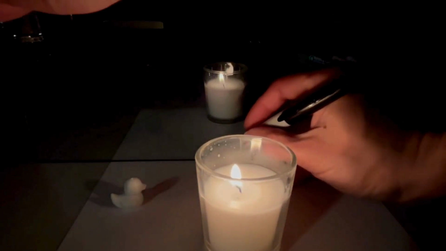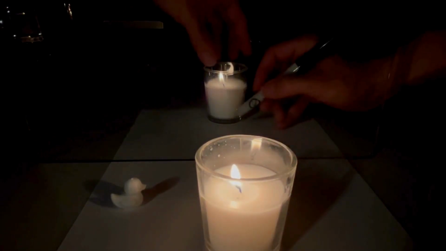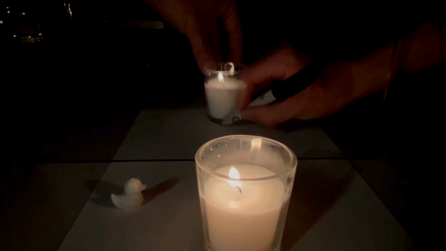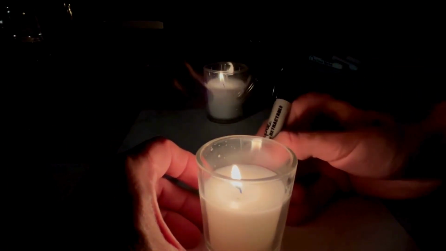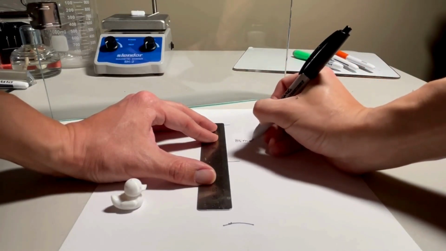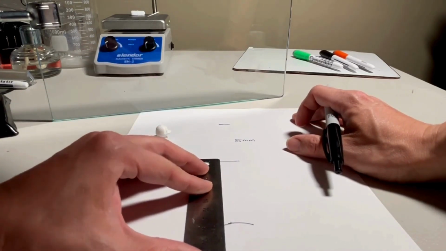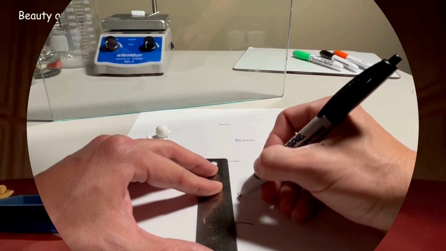Trace the outline of the glass plate onto the paper so you know the exact position of the mirror. Mark the positions of both the lit candle and the unlit candle. Use a ruler to measure the distance from the lit candle to the mirror. Then measure the distance from the unlit candle, which marks the image position, to the mirror.